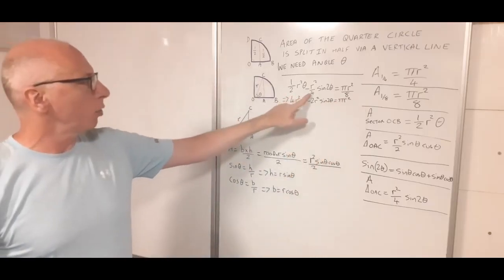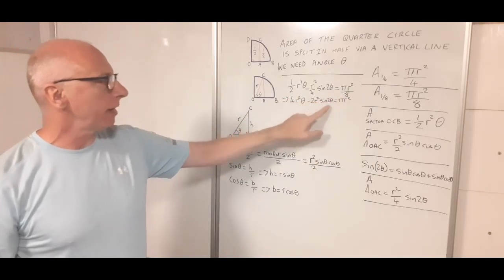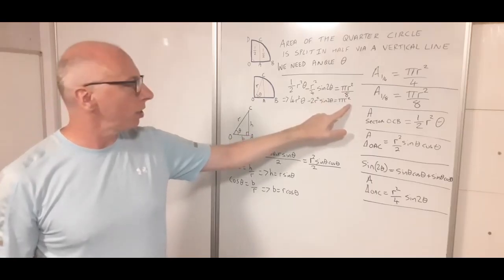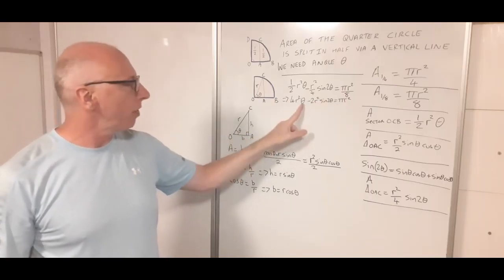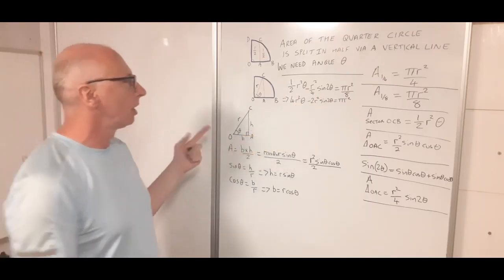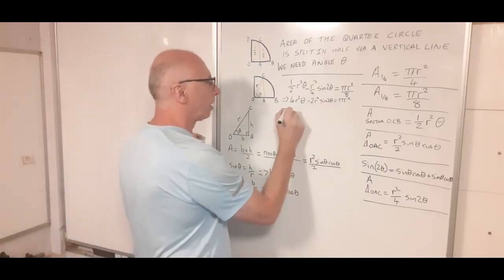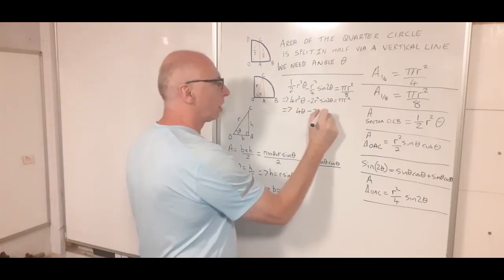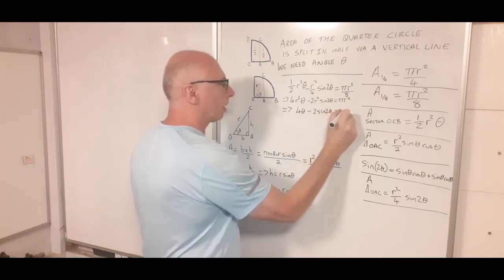Multiply by 8, multiply by 8, multiply by 8, that's all good. Now r squared is present in all of the terms. So that's good. Theta is unknown, the radius is unknown, so I get it all in terms of theta. Divide by r squared, and I'm going to have 4 theta minus 2 sine 2 theta equals pi.